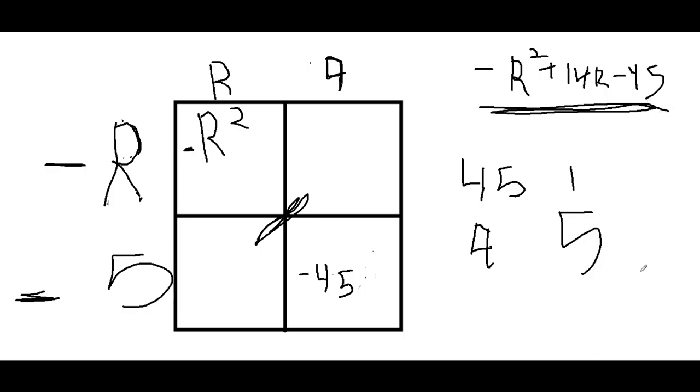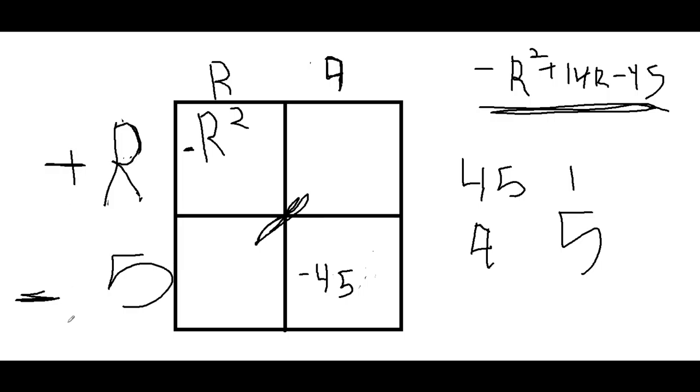Your problem today, students, is negative r squared plus 14r minus 45. You see, we have the box set up in front of us, and if you complain about not using FOIL, I will find you. I get it. Take that negative r.